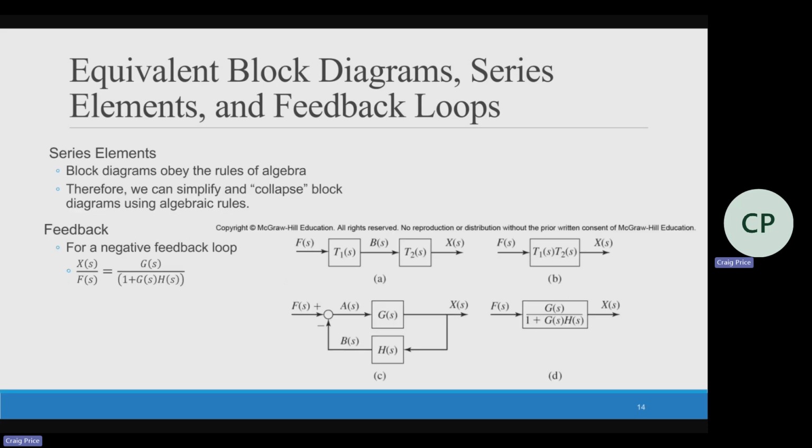So I can take those same rules and apply it to here. Let me break down this for you. How can I get from this schematic to this schematic? Well, it's algebra. So for example, A, how could I write A?